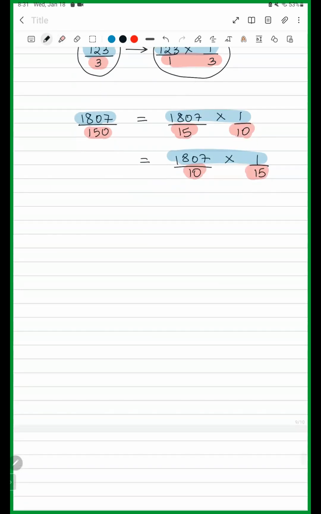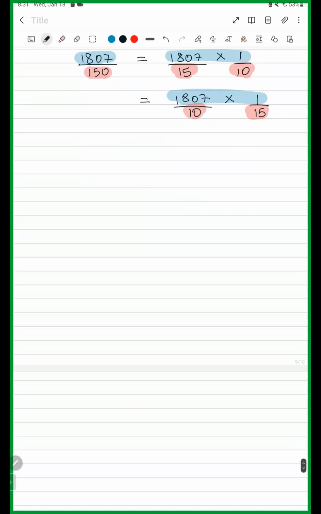ठीक है. इनफैक्ट आप ऐसा भी कर सकते हैं कि अगर आपके पास लेट्स से है 80 by, लेट्स से 42. ठीक है, 42 नहीं, चलो 56.